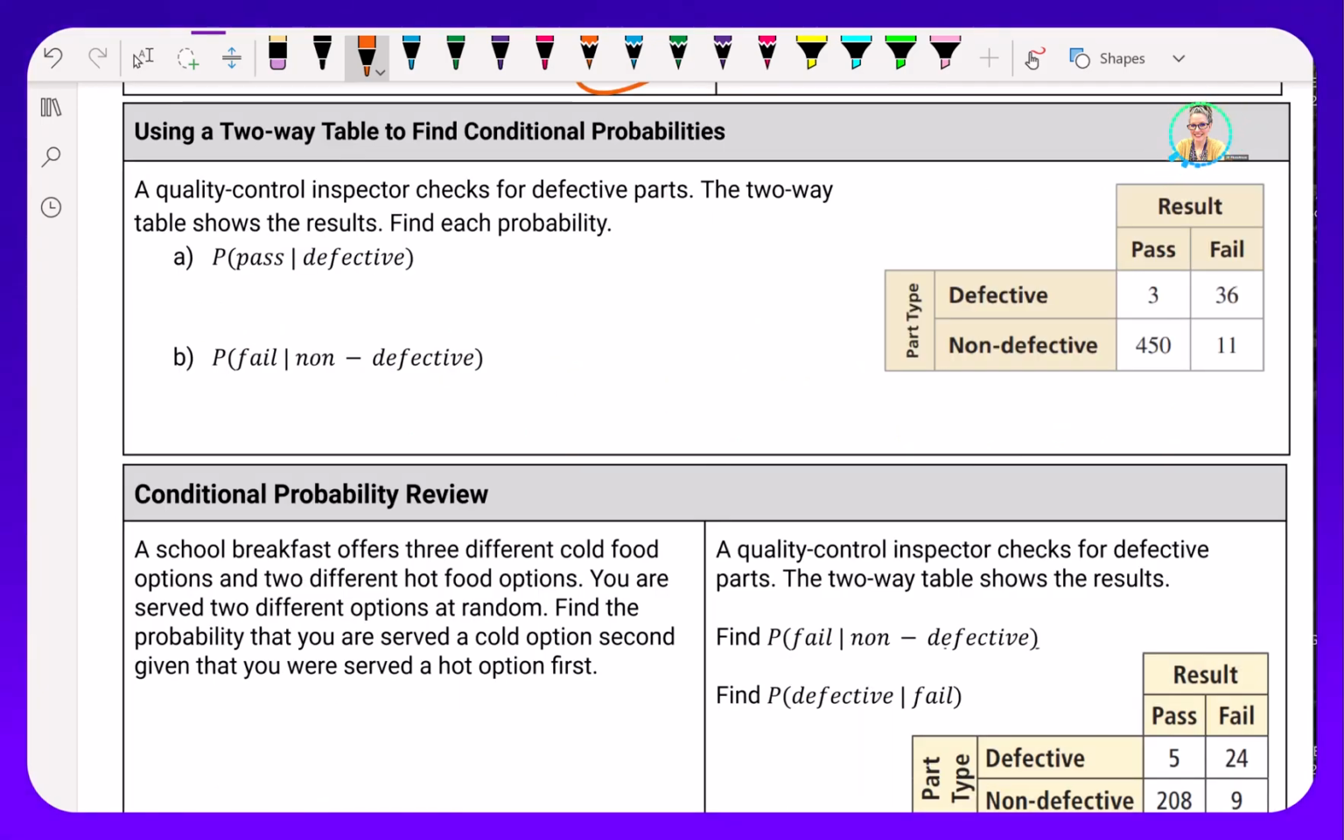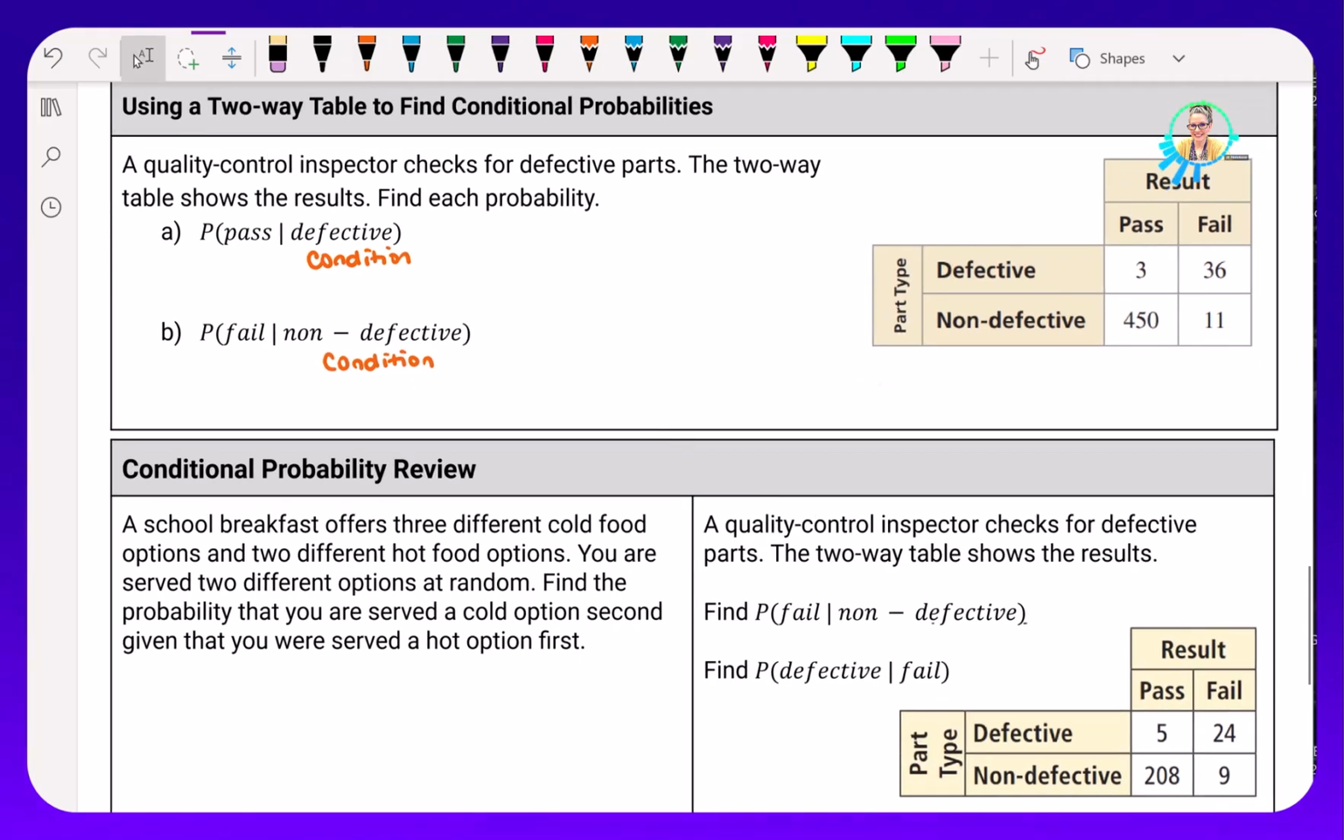All right, so these examples are in words and they are in that conditional probability notation. You need to understand that defective is going to be your condition, and in part B, non-defective is your condition. And this is a two-way table. So if you're doing conditional probability in a two-way table, it's actually very easy. You don't have to create a sample space, and I will show you how to do it.